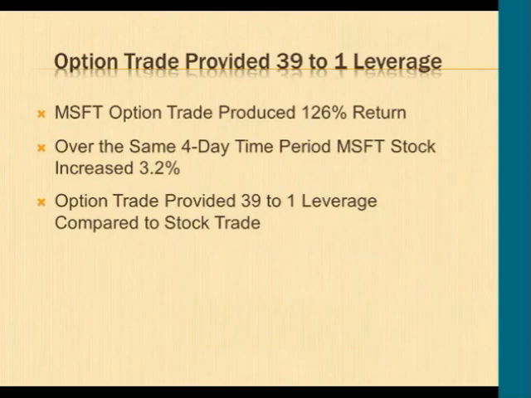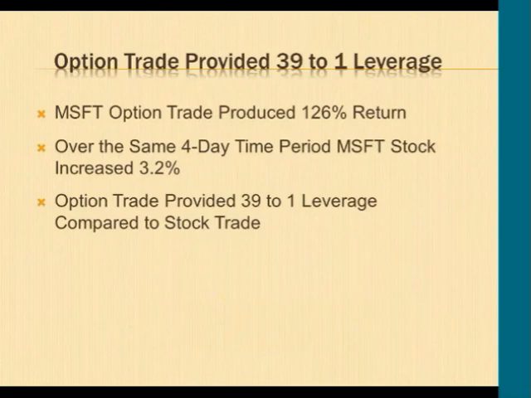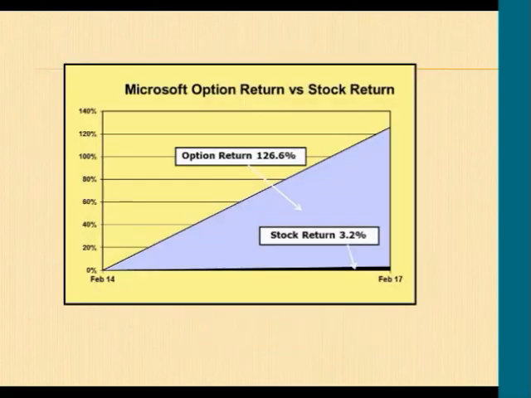Now, this particular option trade produced a 126% return. Now, over the same 4-day time period, the stock increased 3.2%. So the option was leveraged, and it provided 39 to 1 leverage compared to the stock trade over the same period of time. So these weekly options are highly leveraged, and they can result in a pretty good return over a short period of time if you time these right.